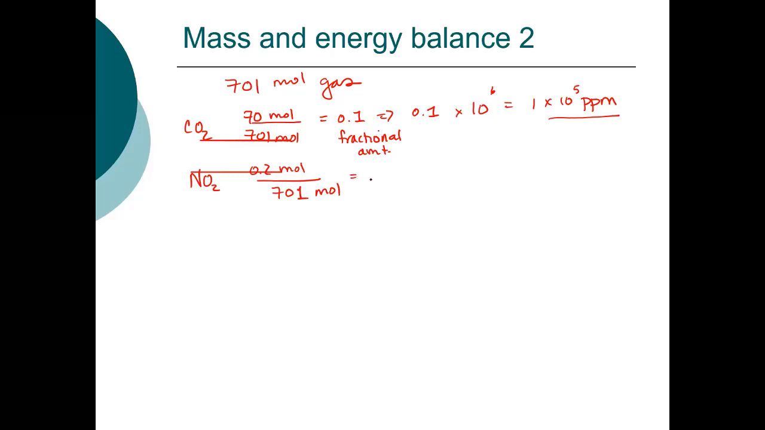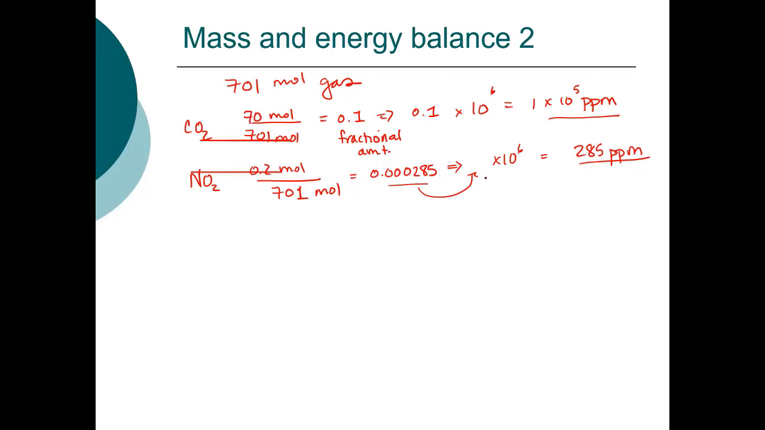And that is equal to 0.000285. And then if we multiply that value by 10 to the 6, the concentration is 285 parts per million. So I'm just multiplying this value here by 10 to the 6 to obtain the value in parts per million.